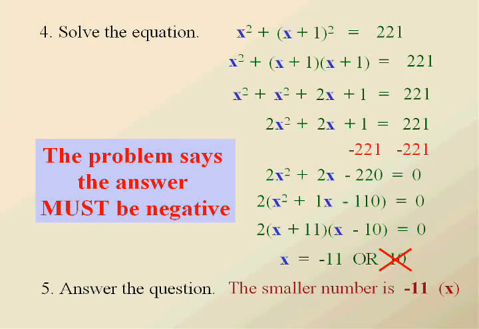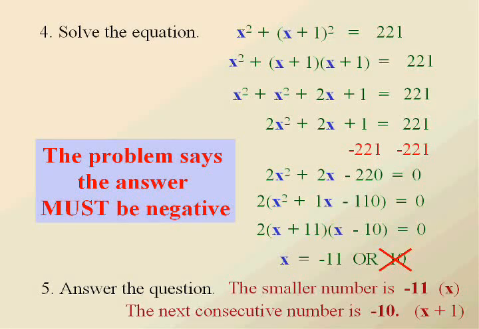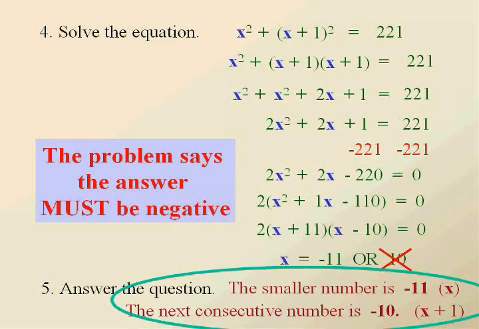That's the smaller number. Now what's the next larger number? Negative 11 plus 1. Yep, negative 11 plus 1 is negative 10, isn't it? And if you think about it, the square of negative 11 times negative 11, 121, plus the square of negative 10, which is 100, 121 plus 100 is 221, and actually it works. Okay? There it is.